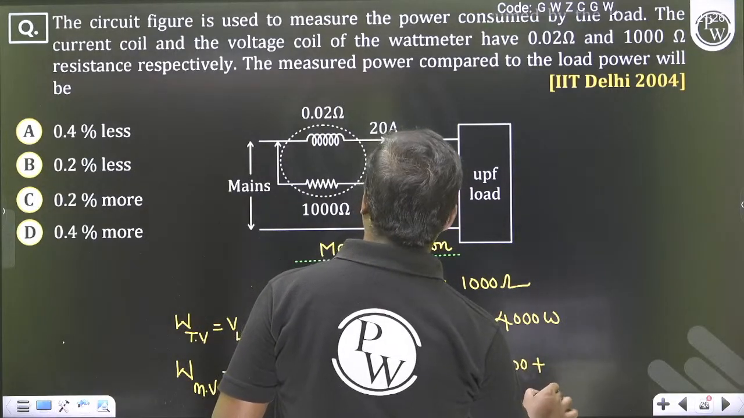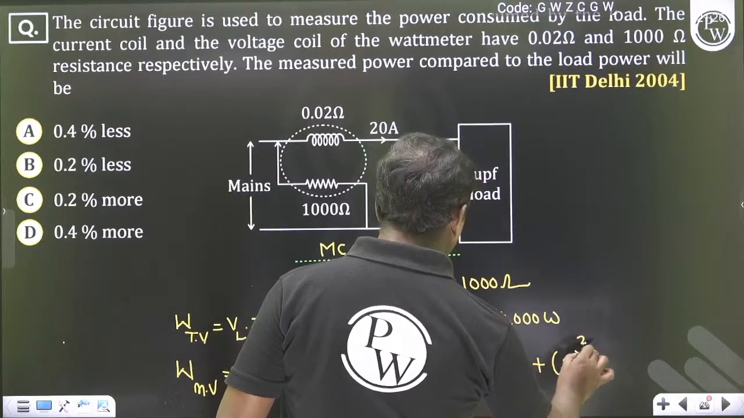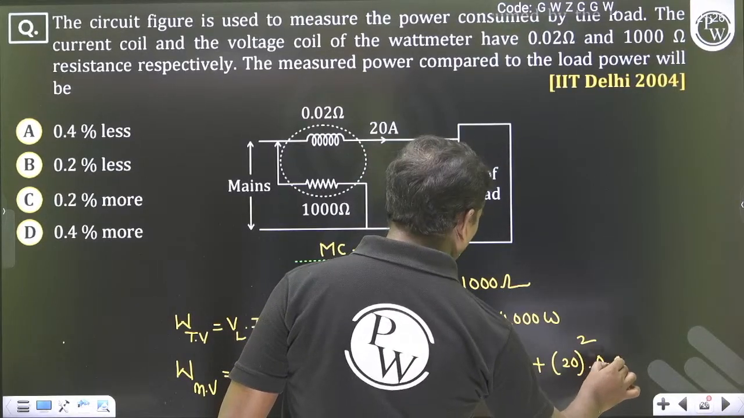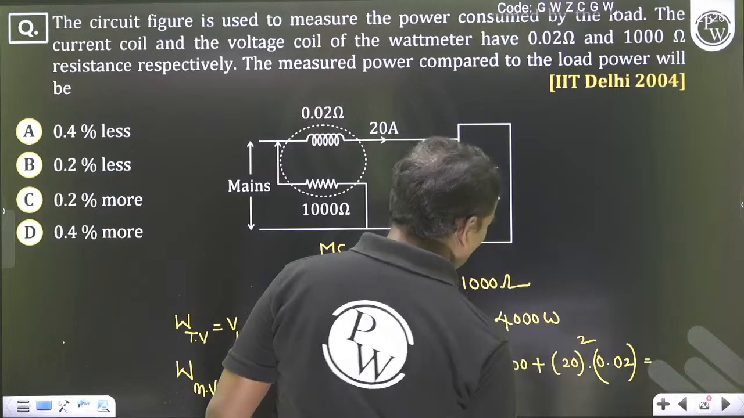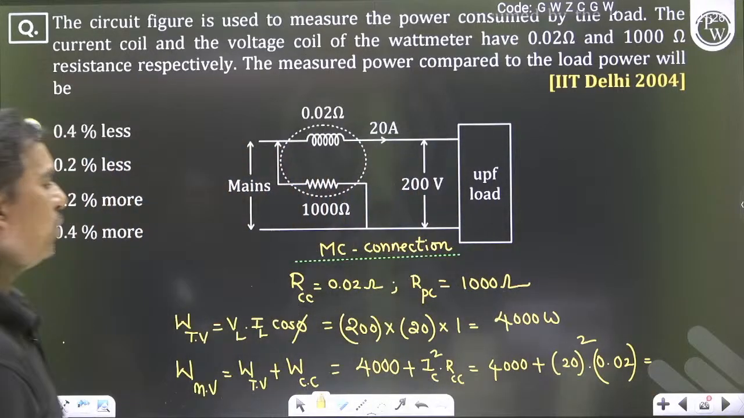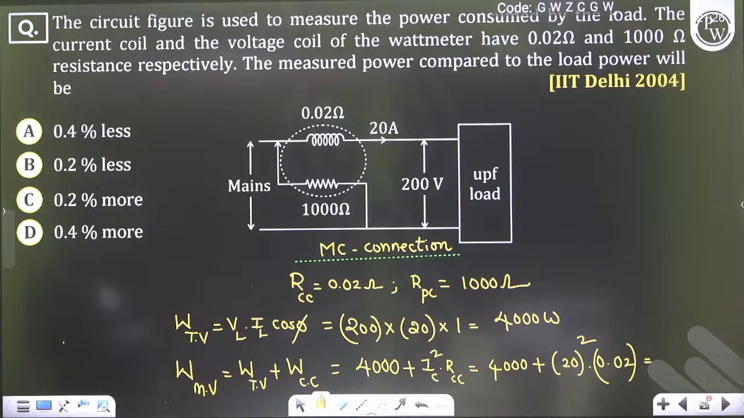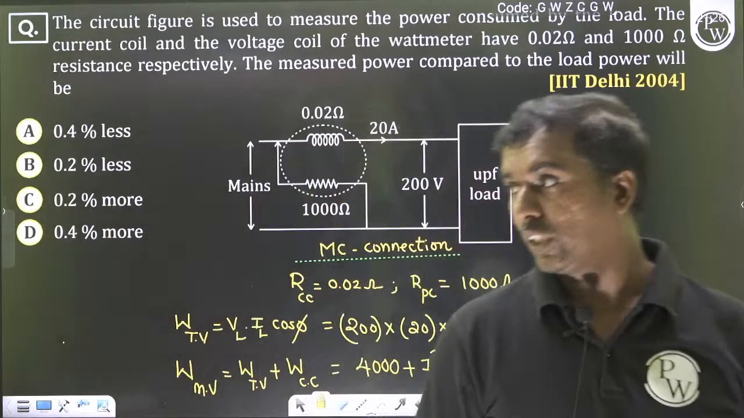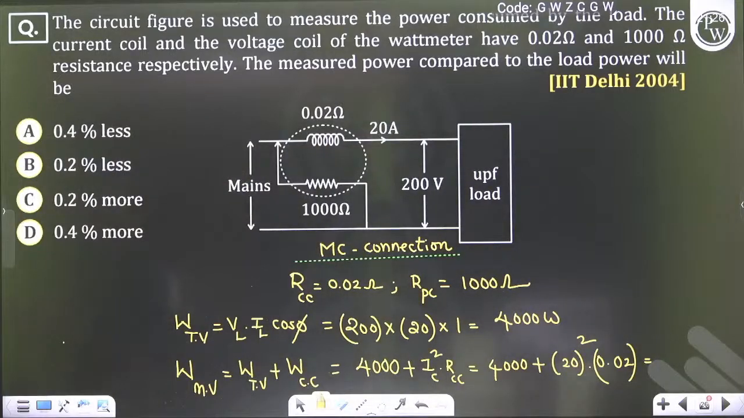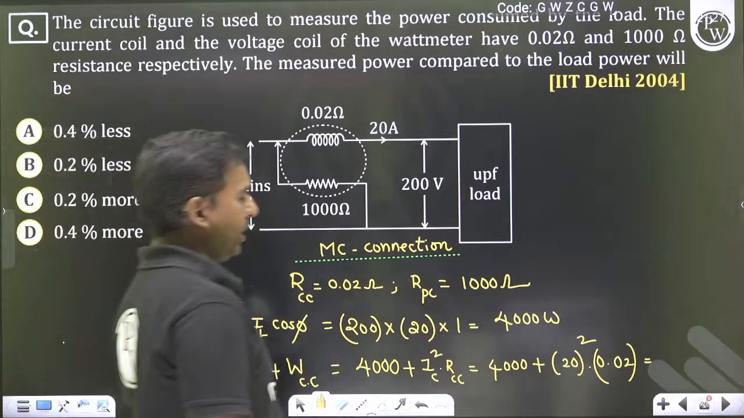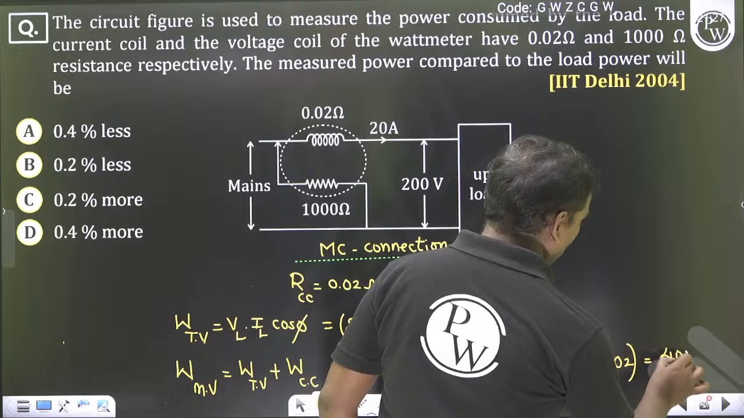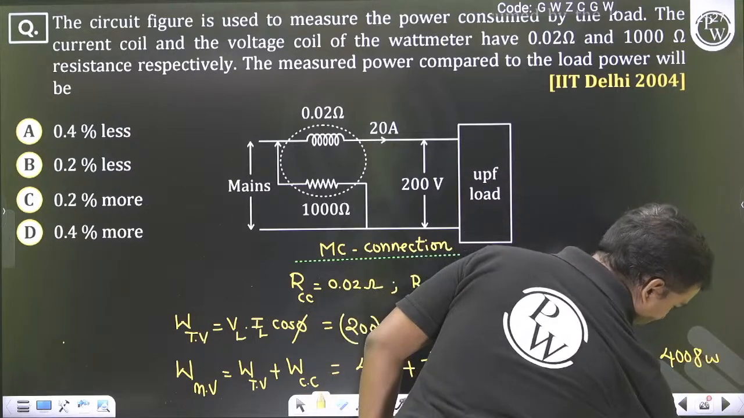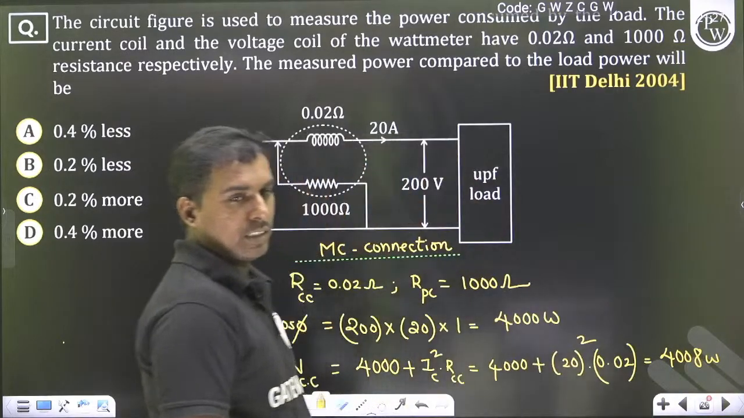Current passing current coil is 20 amperes, 20 square, and RCC कितना है, 0.02 ohms है. So simplify करो, 2 by 100, that is 20 into 20, 400. समझ में आपको? कितना आएगा चेक करके बताए। 20 इंटू 20, 2/100, तो 8 आएगा, 4008 आएगा ना। So this will be 4008 watts. am I right?